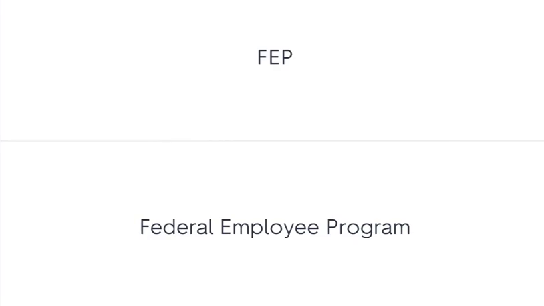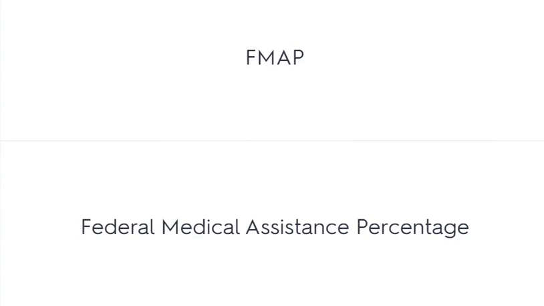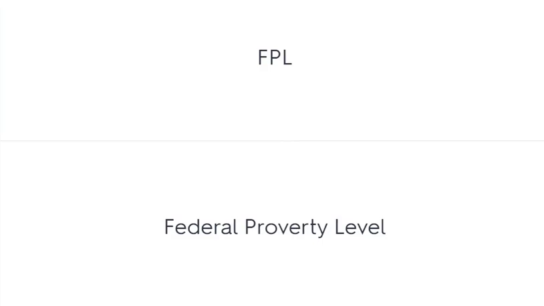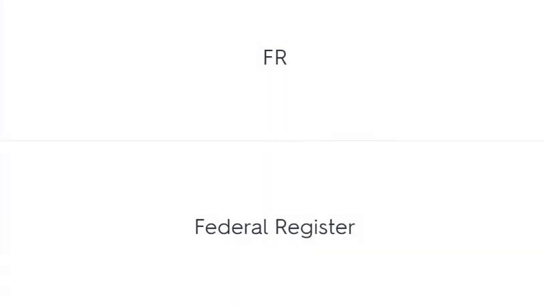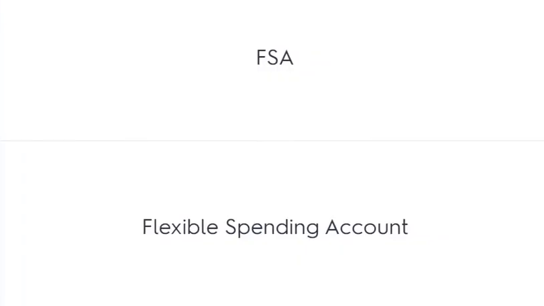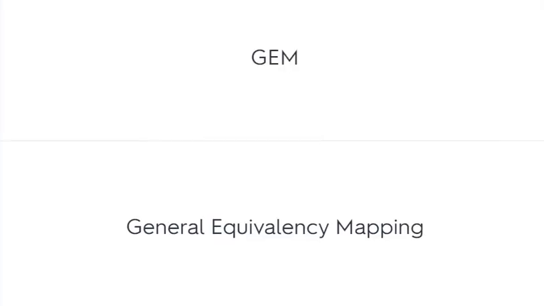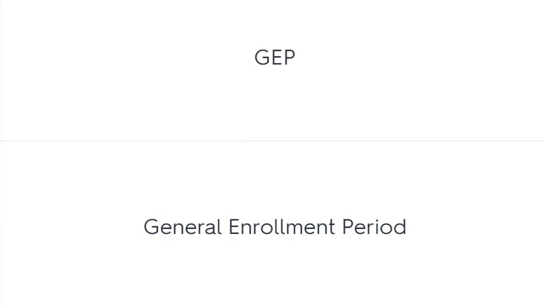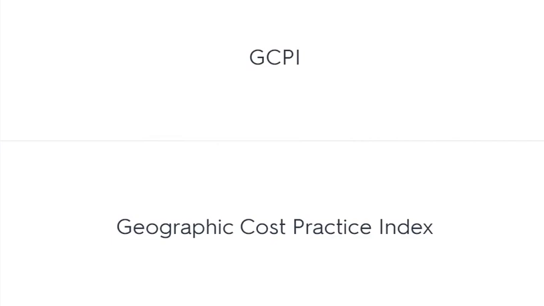FEP, Federal Employee Program. FMAP, Federal Medical Assistance Percentage. FPL, Federal Poverty Level. FR, Federal Register. FSA, Flexible Spending Account. GEM, General Equivalency Mapping. GEP, General Enrollment Period. GCPI, Geographic Cost Practice Index.